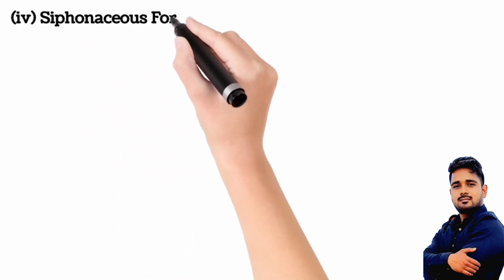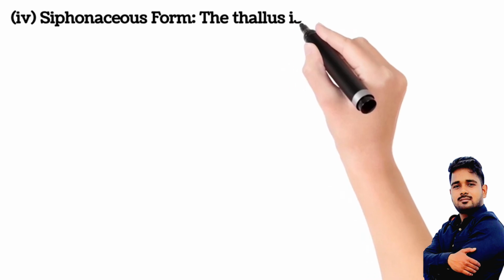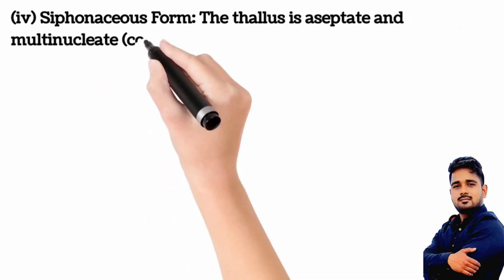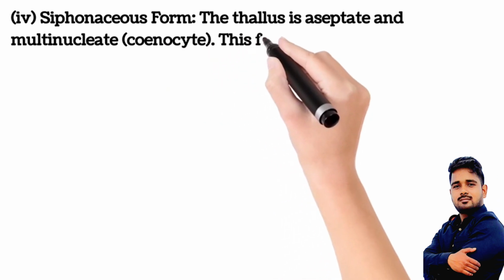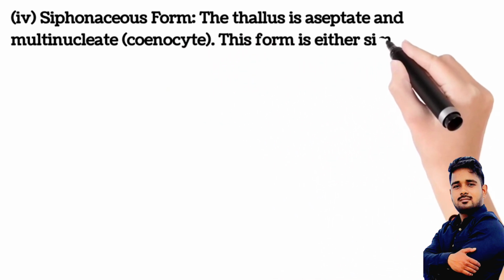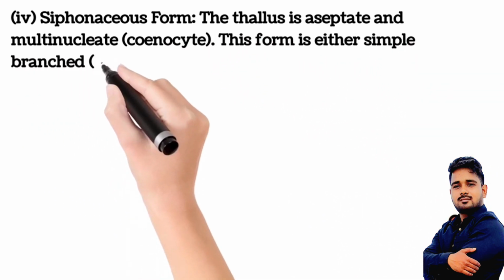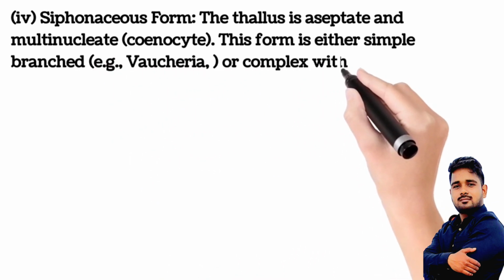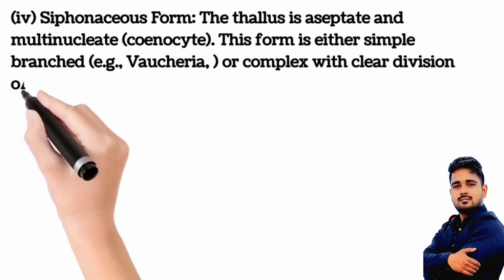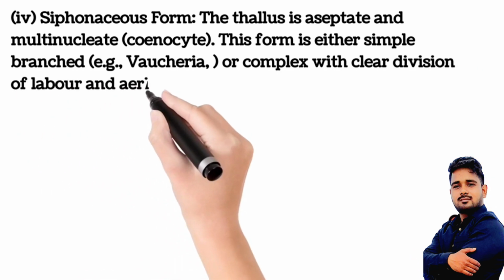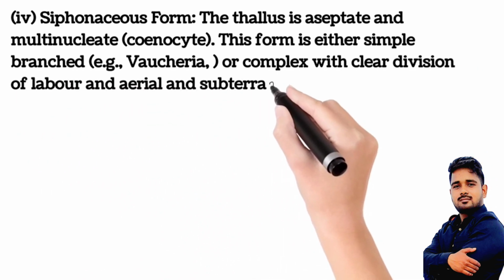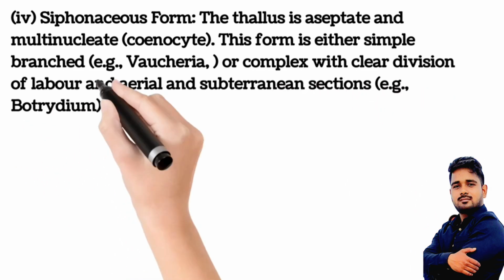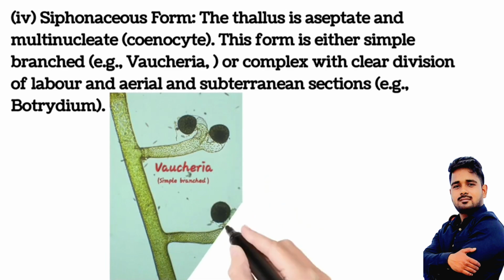Fourth, siphonaceous forms. The thallus is aseptate and multinucleate. This form is either simple branched, example Vaucheria, or complex with clear division of labor and aerial and subterranean sections, example Botrydium.